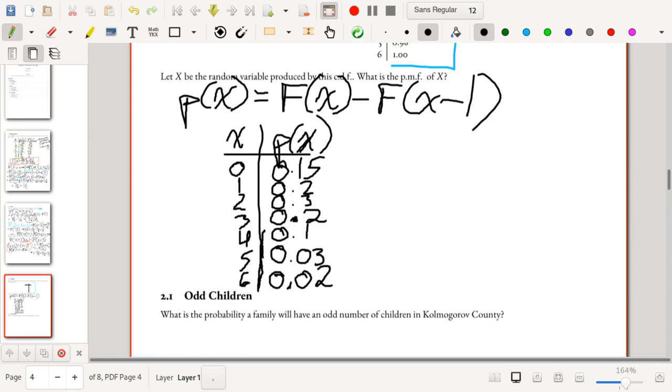Okay, so we should add those numbers up to make sure they add up to 1, just as a way to check our math. So 0.02 plus 0.03 is 0.05, plus 0.1 is 0.15, plus 0.2 is 0.35, plus 0.3 is 0.65, plus 0.2 is 0.85, plus 0.15 is 1. So these do, in fact, add up to 1.